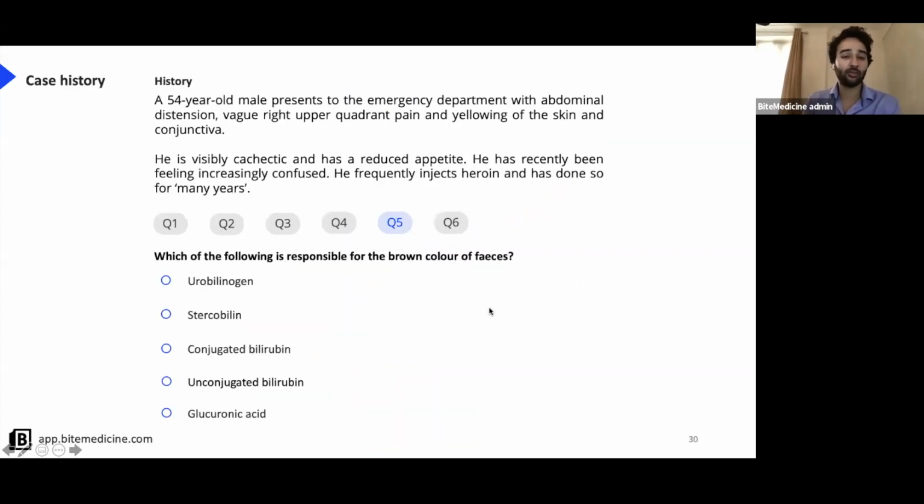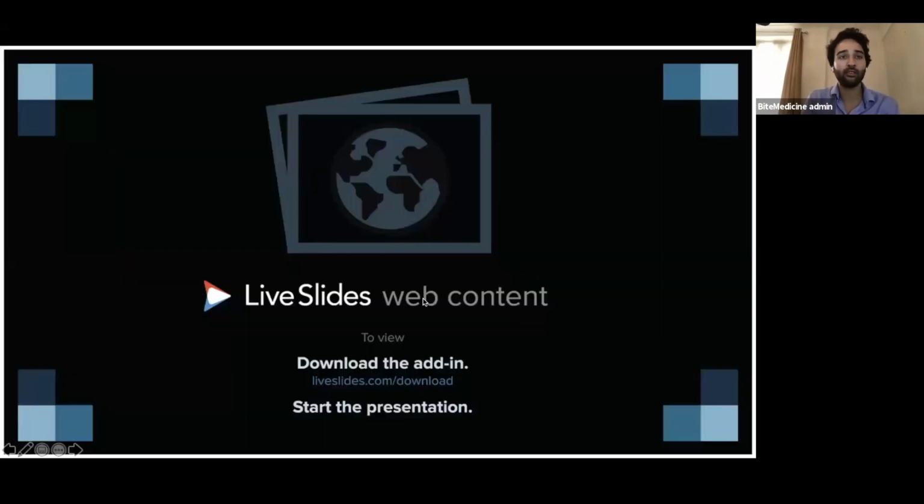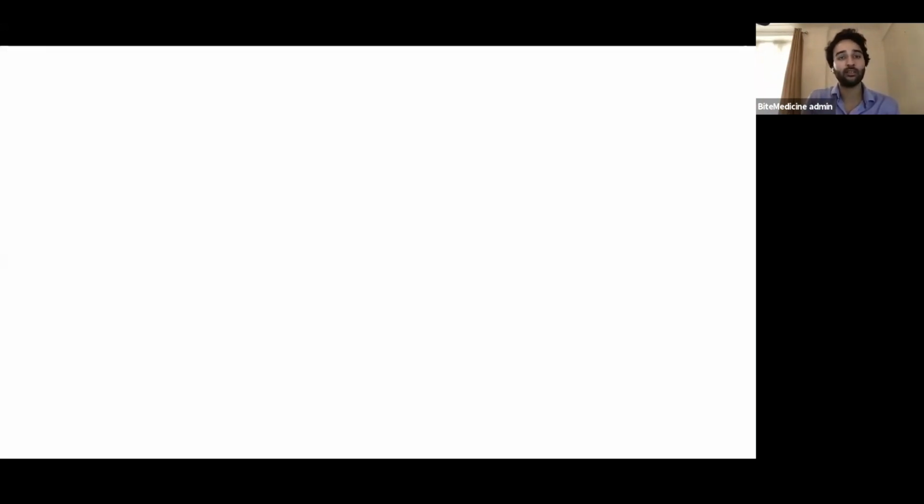So we've now moved our bilirubin, which is now contained in your bile, towards your small intestine, towards your duodenum. And of course, it's now going to move towards your large intestine. Which of the following is responsible for the brown color of feces?